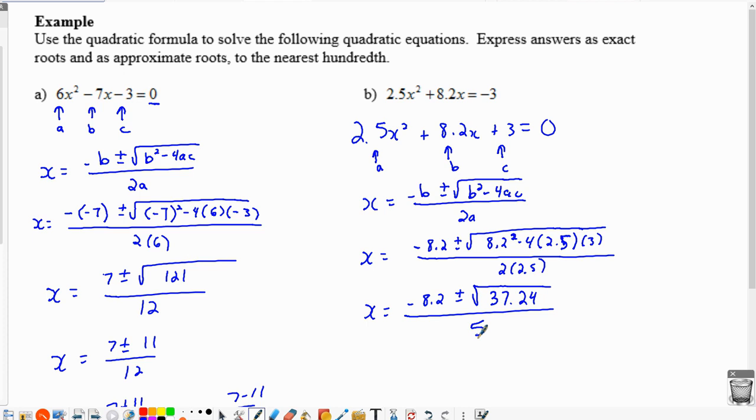Okay? So then I get these two things, negative 8.2 plus square root 37.24, that's all got to be divided by 5. And the other answer is x equals negative 8.2 minus root 37.24 all over 5. And then I just get those two as decimal answers.